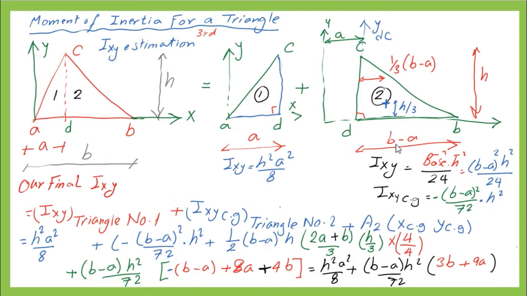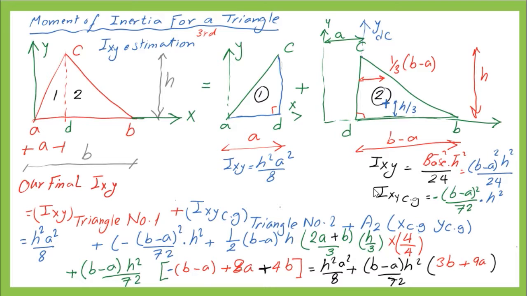While for the other triangle, triangle number 2, we have a base equal to B minus A, which is left from B after subtracting A, and the height equal to H. And our calculation normally for two intersecting axes X and Y, which is passing by the base and the opposite side of the triangle, means that we cannot utilize the IXY estimated for that axis because it will be called YDC.